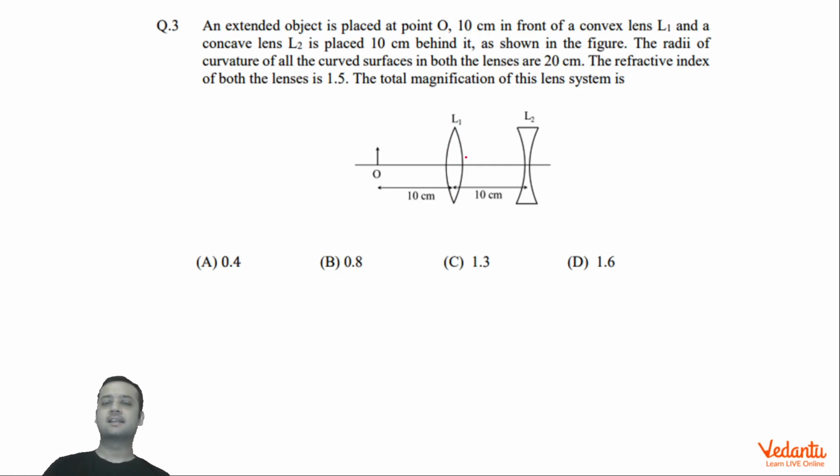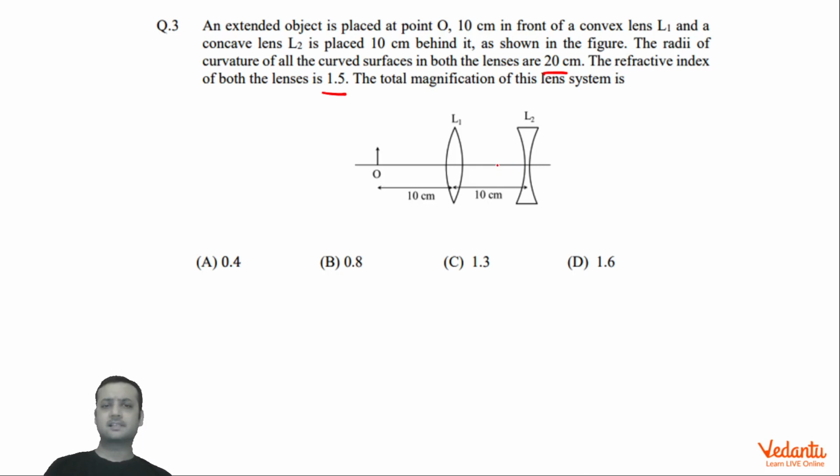There are two lenses placed at a distance of 10 centimeters. The radii of curvature of all the surfaces is 20 centimeters. The refractive index of both the lenses is 1.5. An object is placed at a distance of 10 centimeters behind the convex lens. As you can see, there's a distance of 10 centimeters between the convex and the concave lens. So we have to find the total magnification of this system, that means the overall magnification of this lens system.